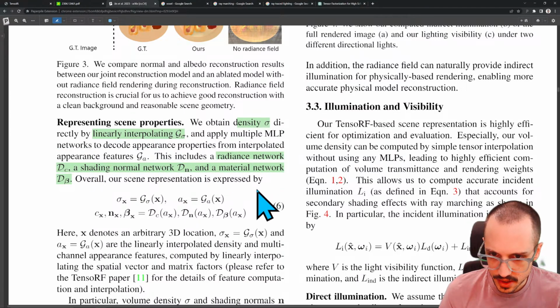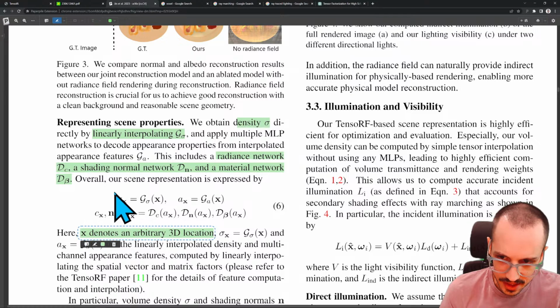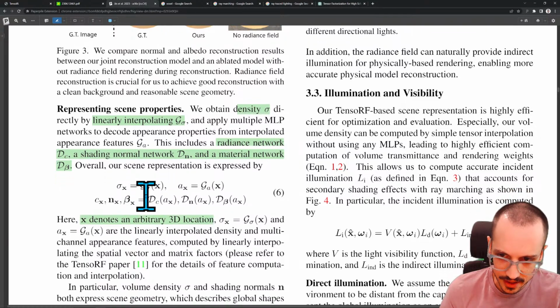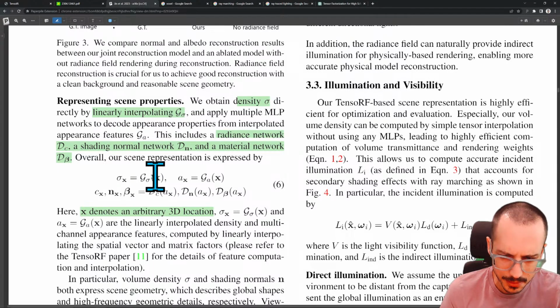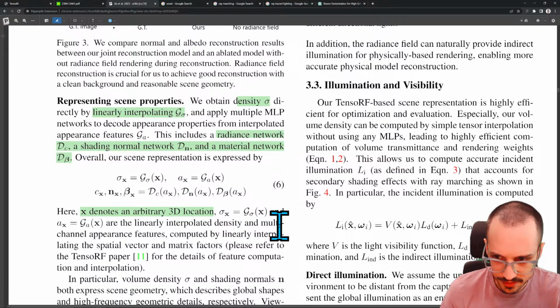And our scene representation is expressed by this. So you have your density tensor, you have your appearance tensor, and then your color, your normal, and your material properties are the result of feeding your appearance tensor through each of these little MLPs here. X denotes an arbitrary 3D location. Right, so if X denotes a 3D location and you have a tensor which is a function of X, then to me that means that maybe they're just feeding only the specific point inside that tensor. They're not feeding it the whole thing.